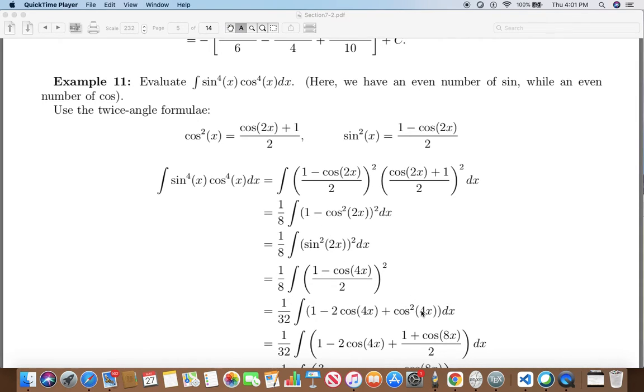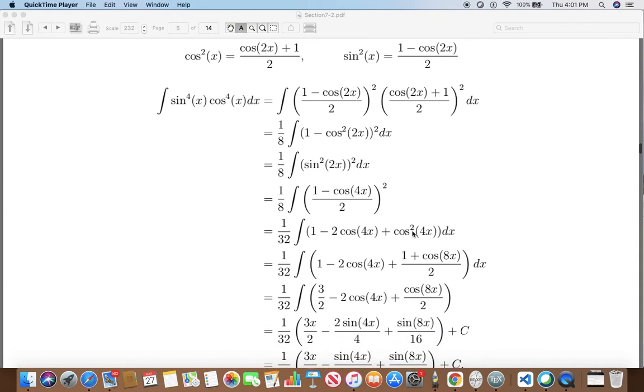But anytime you have an even power, you use the twice angle formula. So notice this is cosine squared 4x. Its twice angle is 8x: 1 plus cosine 8x over 2. That 1 over 2 combines with this to give me 3 over 2. 3 over 2 minus 2 cosine 4x plus all of this cosine 8x over 2.